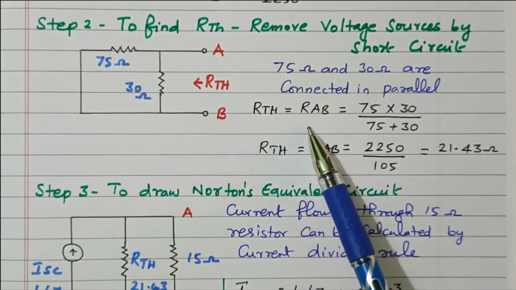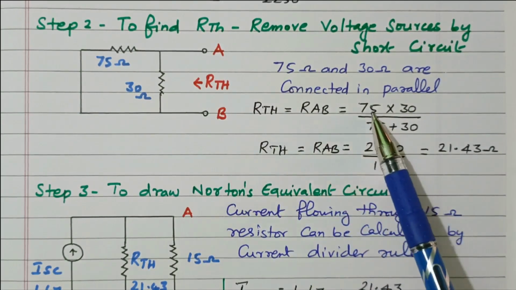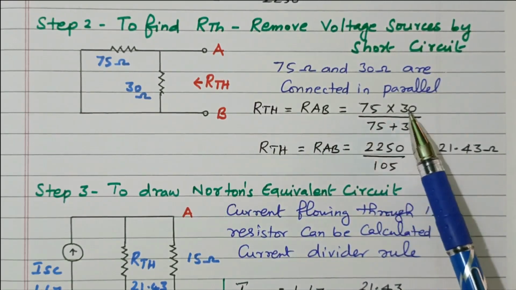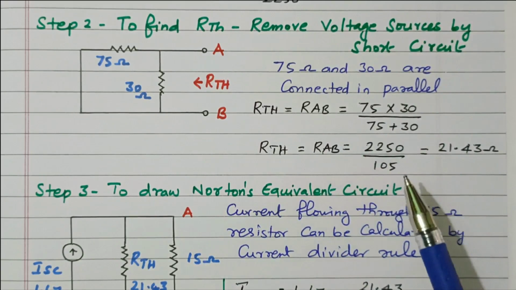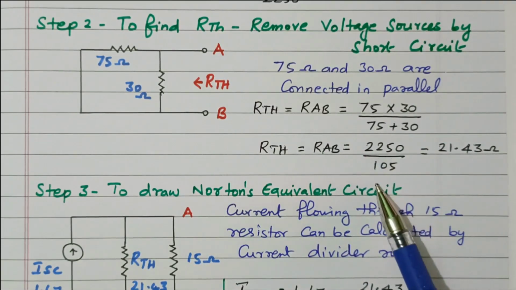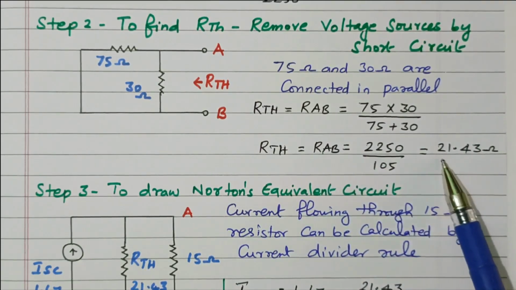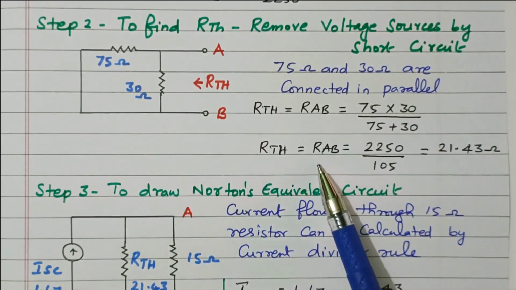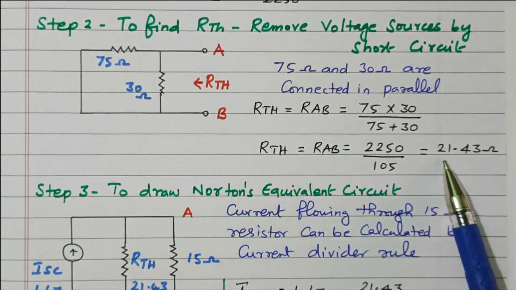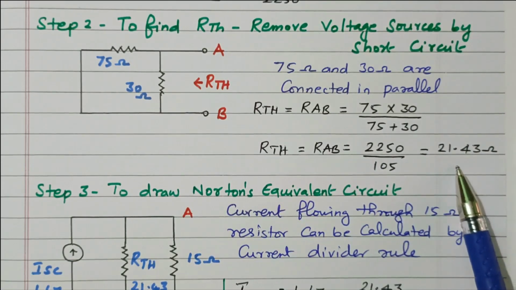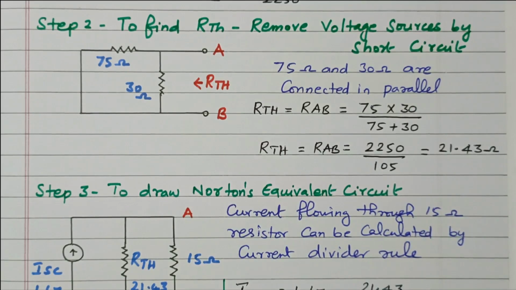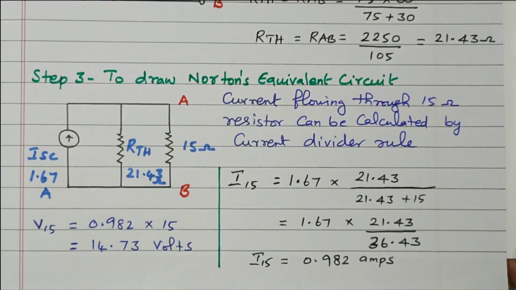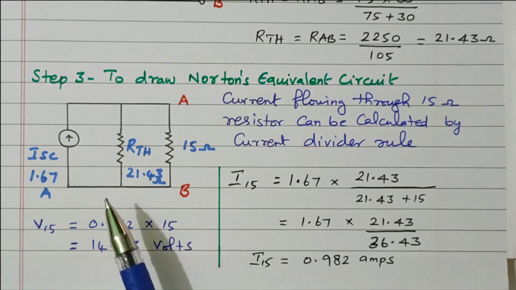So that R Thevenin equal to RAB equal to R1 into R2 divided by R1 plus R2. That is 75 into 30 divided by 75 plus 30. 2250 divided by 105, that is equal to 21.43 ohm. So R Thevenin, that is the resistance across RAB, is 21.43. So now we calculated short circuit current as well as R Thevenin, so that we can draw the Thevenin equivalent circuit, then we can calculate the load current.